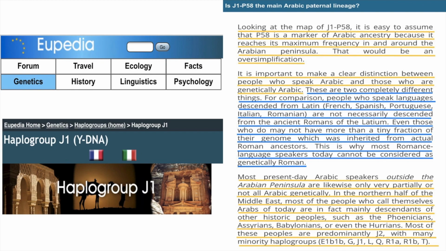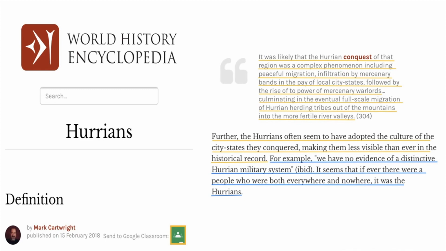In the northern half of the Middle East, most of the people who call themselves Arabs of today are in fact mainly descendants of other historic peoples, such as the Phoenicians, Assyrians, Babylonians, or even the Hurrians, which we just read about extensively. Most of these peoples are predominantly J2, with many minor haplogroups like E1B1B, G, J1, L, Q, R1A, R1B, and T.